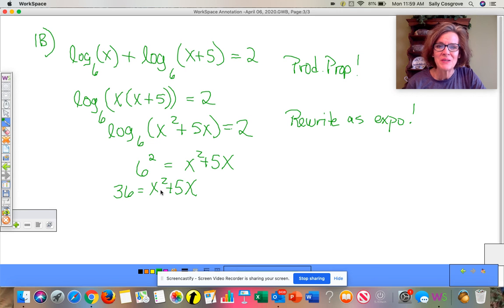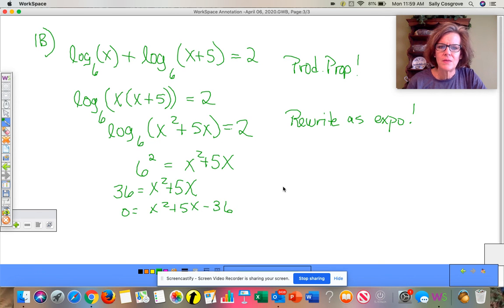And how do we solve quadratics? Well, we're going to try to factor. Yes, that's the most efficient way. So set it equal to 0 because factoring means finding the x-intercepts, and the x-intercepts are found when the quadratic equals 0, because that's where y equals 0. So let's keep it simpler. Let's keep the x squared positive. So that means we'll subtract 36 from both sides. 0 equals x squared plus 5x minus 36.